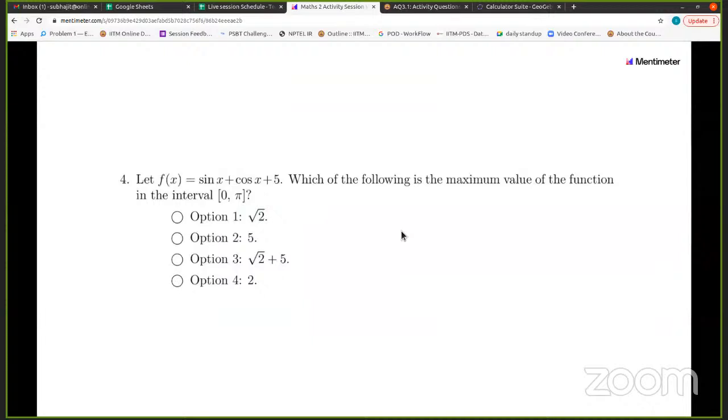Can you solve this one? f(x) is a function given as sin x plus cos x plus 5. Which of the following is the maximum value of the function in the interval 0 to pi?